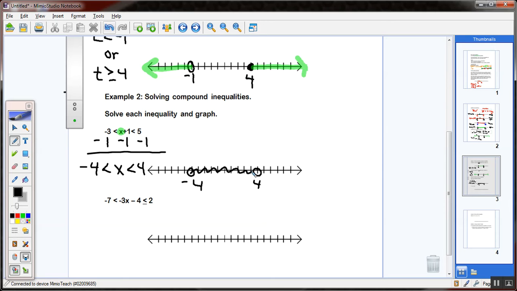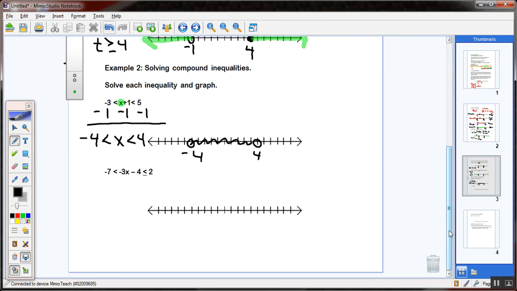Okay, now that one was pretty easy. Subtract 1 from everything, and then you're on your way. Okay, this next one, you may want to put a star by. Again, what are we trying to get alone when we solve inequalities? Trying to get x alone, right? Okay, watch what happens here. First of all, in here, x is in the middle again.